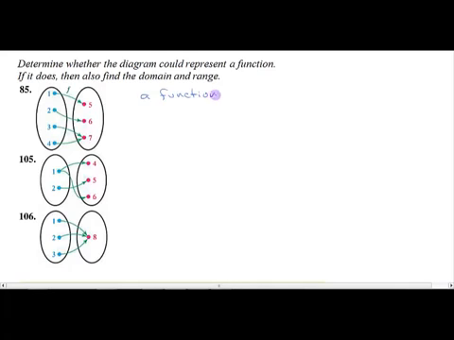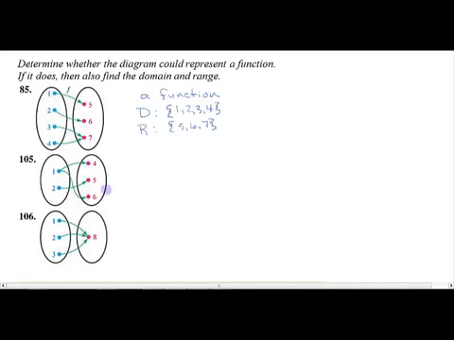And let's find the domain and the range for it. The domain, remember, is the set of all of the x's. So 1, 2, 3, 4, putting this in roster notation. And the range is the set of all the outputs: 5, 6, 7, also in roster notation.